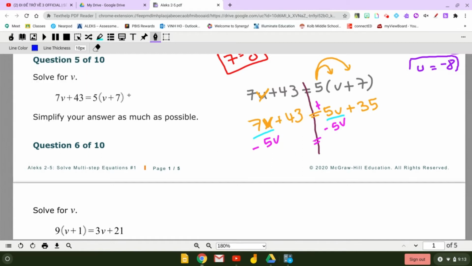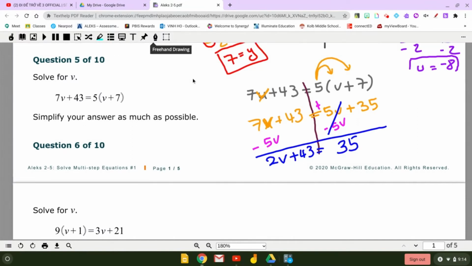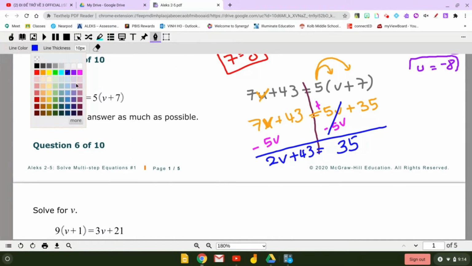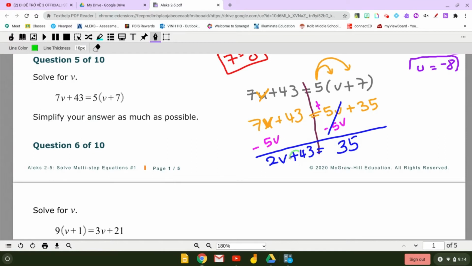So that will give us 7v minus 5v. Sorry, the bar shouldn't be there because I want to make sure you don't misunderstand. That is the division. It is a subtraction. 7v minus 5v is 2v plus 43 equal to 5v minus 5v is gone, equal to 35. So now how do you solve for v? So our next step, we're going to get v by itself by moving the 43. We're going to subtract 43 on both sides.